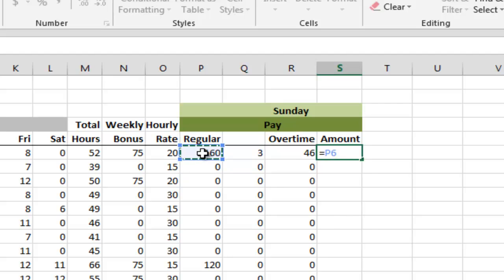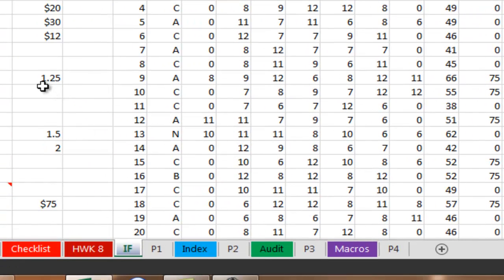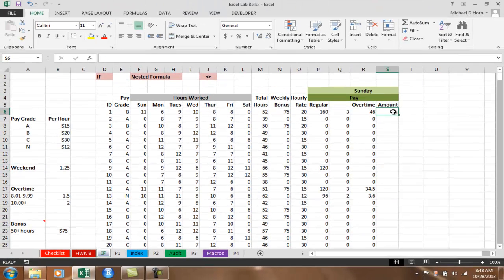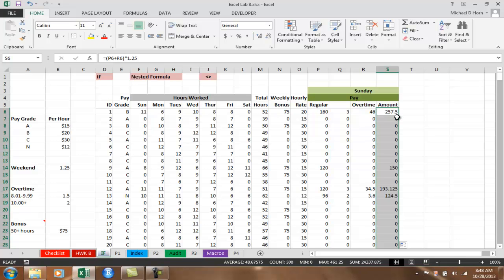Well, actually, it's not, right? There's still one other step here. Over here, if they work on the weekend, there's another 1.25. So to get this right here, we should say equals the quantity, regular pay for that day, plus overtime pay for that day, close quantity, close parentheses, times 1.25. And then there's the amount that they made for that day. Okay. All right.